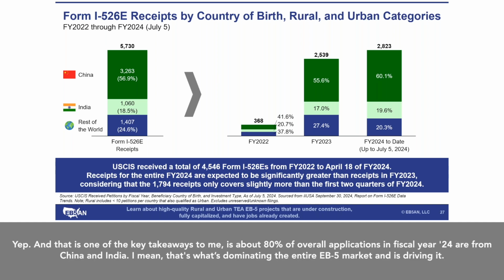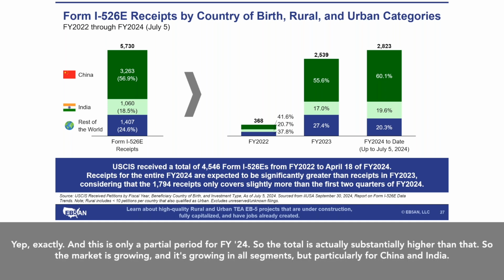Yep, and that is one of the key takeaways to me: about 80% of overall applications in fiscal year 24 are from China and India. So that's what's dominating the entire EB5 market and driving it. Yep, exactly. And this is only a partial period for FY24, right? So the total is actually substantially higher than that. The market is growing in all segments, but particularly for China and India.